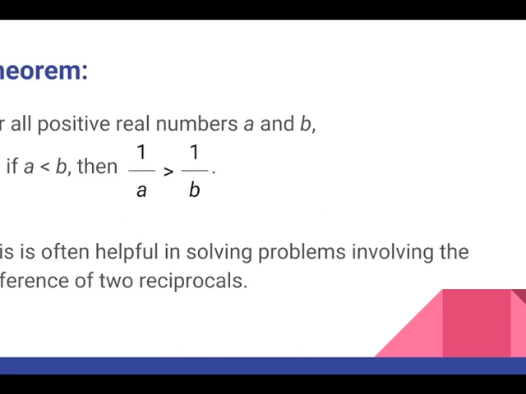Okay, so now I have a theorem for you guys, which is also in your books. It says that for all positive real numbers, a and b, if a is less than b, then 1 over a is greater than 1 over b. So if we think about that with real numbers, we have 2 is less than 3. We could say that 1/2 is greater than 1/3. It looks complicated when you just see it like this, but if you think about it with a real number example, it's a lot easier to picture.